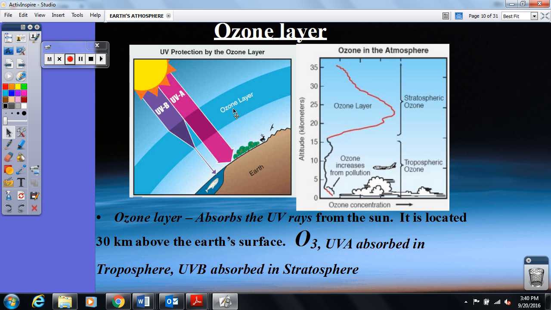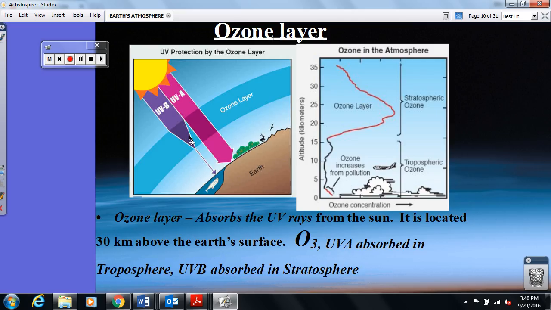Okay, here's the ozone layer right here. It's in the stratosphere. Ozone is actually 3 atoms of oxygen bonded together. The ozone layer absorbs UV rays from the sun.